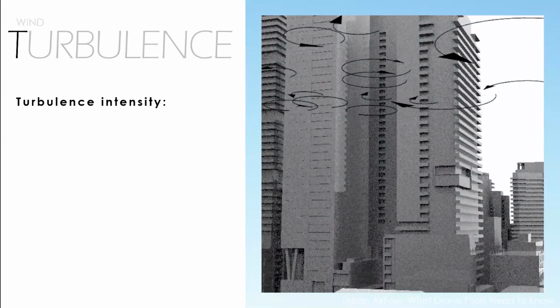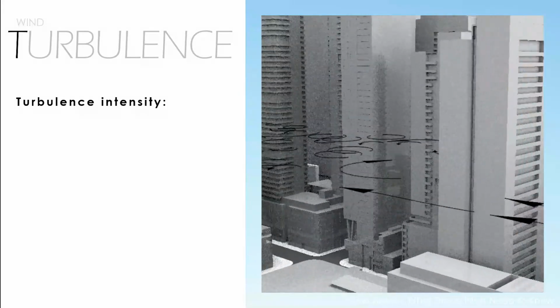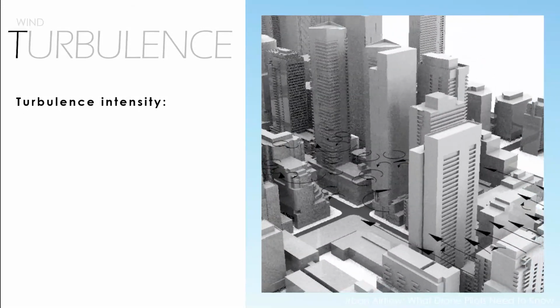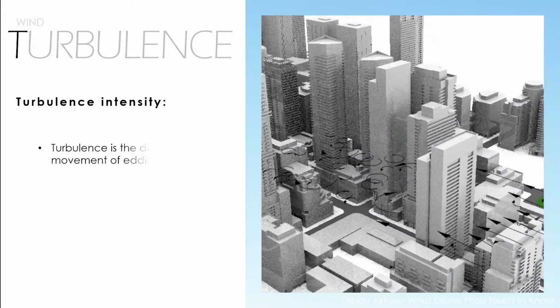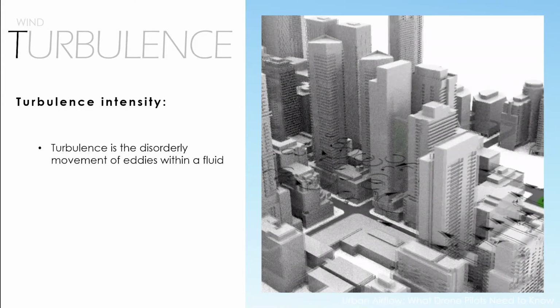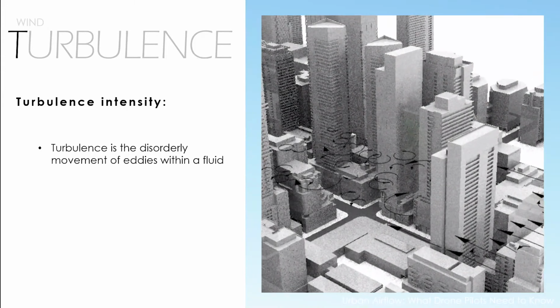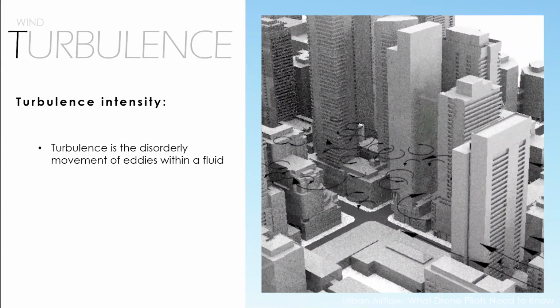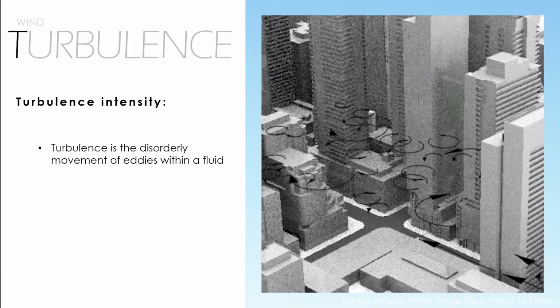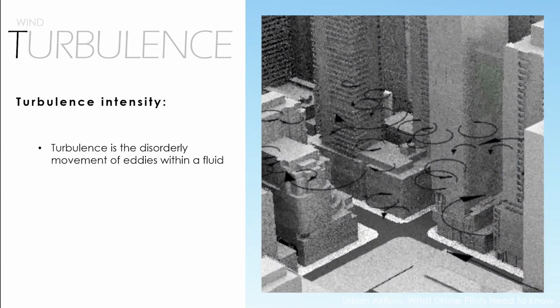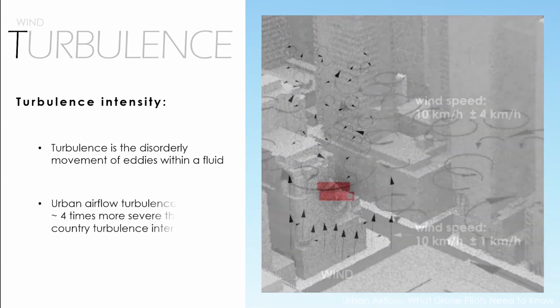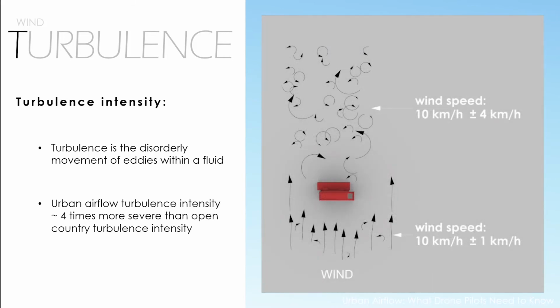Atmospheric turbulence is a disorderly movement of eddies in the atmosphere. Atmospheric turbulence intensity is a measure of the fluctuation in wind speed caused by turbulence in comparison to the average wind speed. The continuous change of airflow in both direction and speed causes rapidly changing forces on RPAS, which increase as the turbulence intensity increases. Within the urban environment, turbulence intensity can be 4 times more severe than in the free atmosphere above open country.